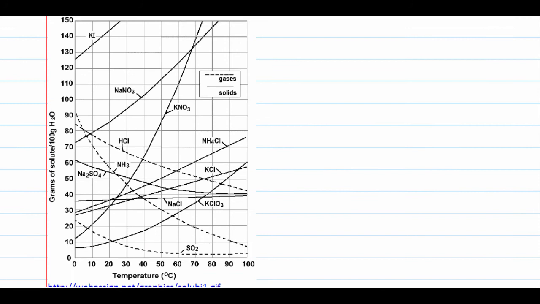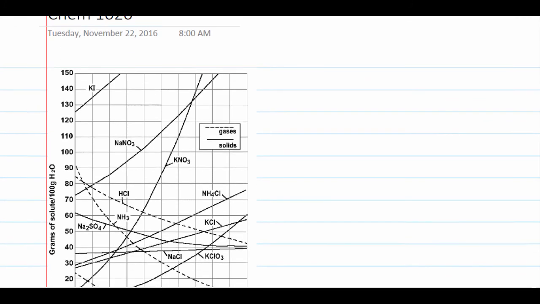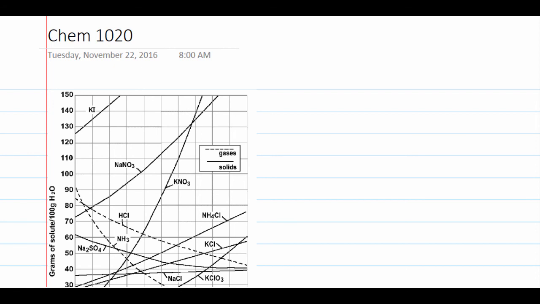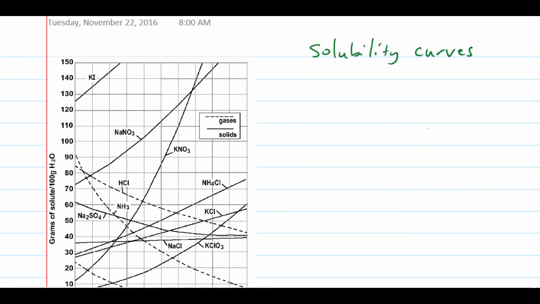And this is what the solubilities look like. This here is what we call a solubility table. This here represents a solubility table, or solubility curves, and represents the solubility of several different substances.